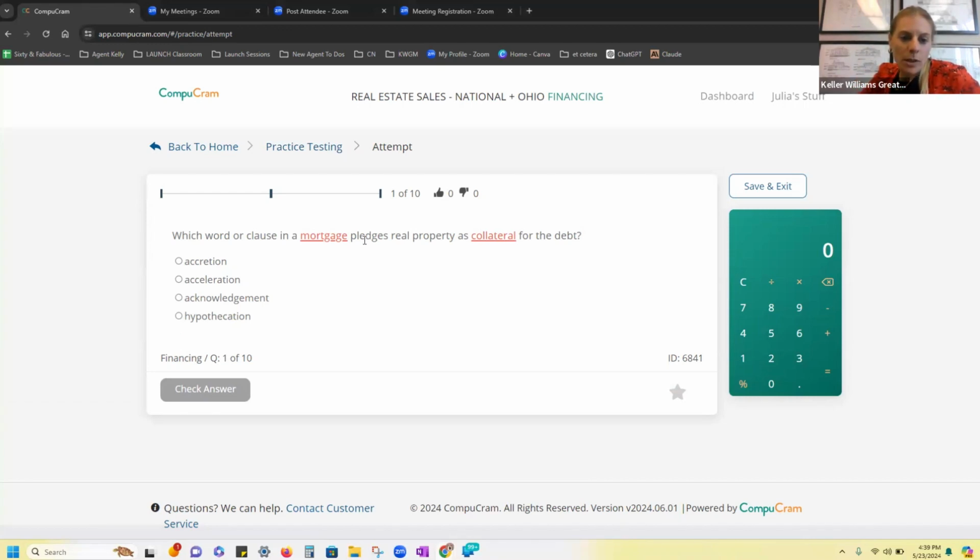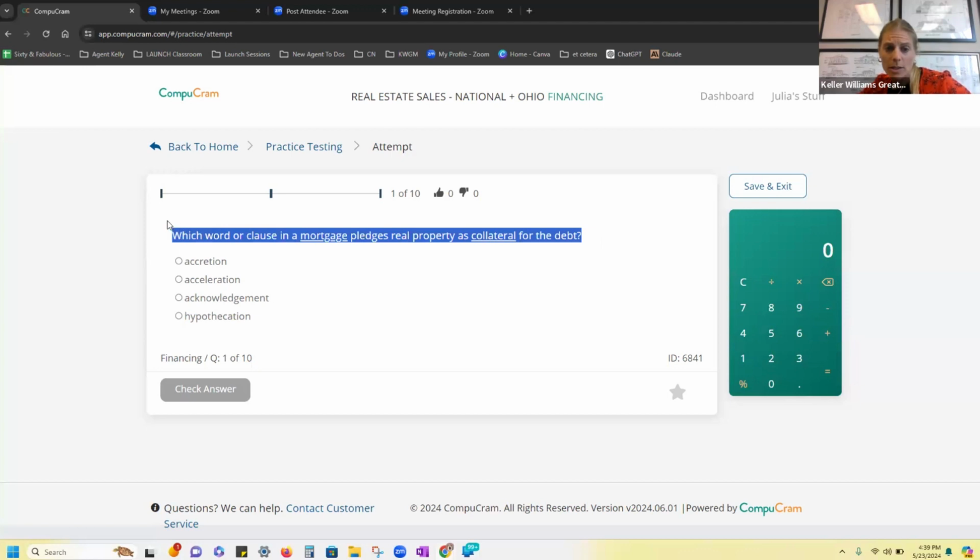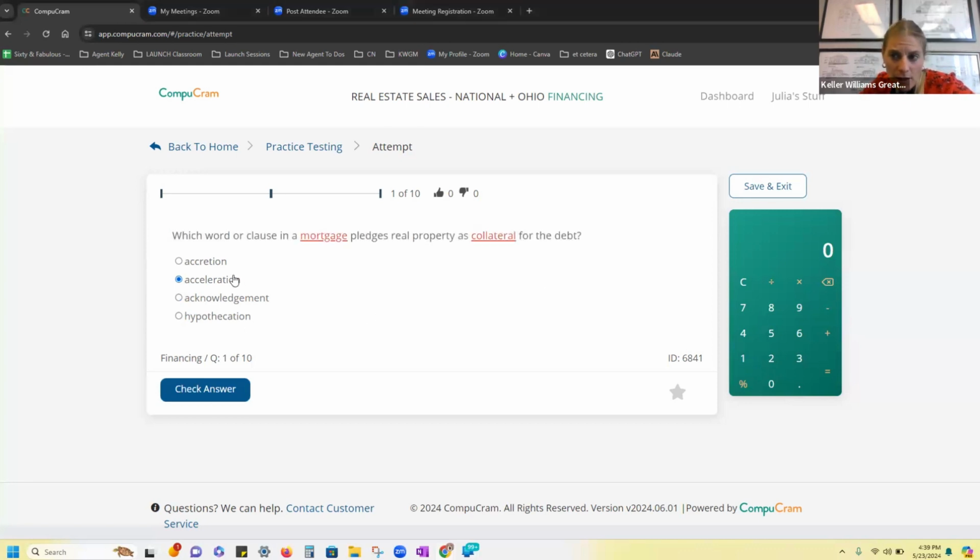Right. So which word or clause in a mortgage pledges real property as collateral for the debt? A, accretion, B, acceleration, C, acknowledgement, or D, hypothecation. So which word or clause in a mortgage pledges real property as collateral for the debt? Sorry, copying and pasting it automatically gives me the answer.